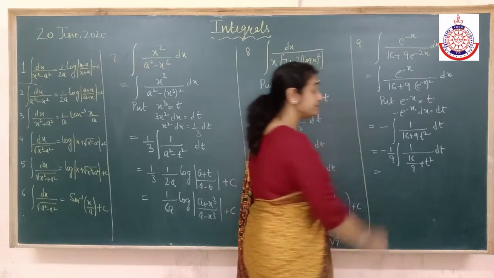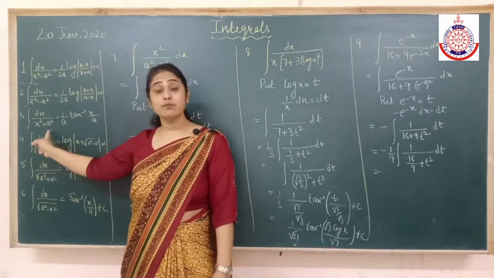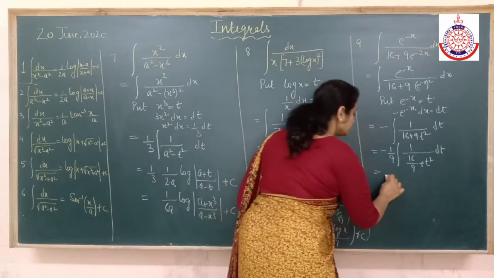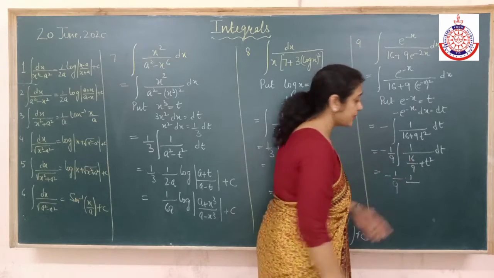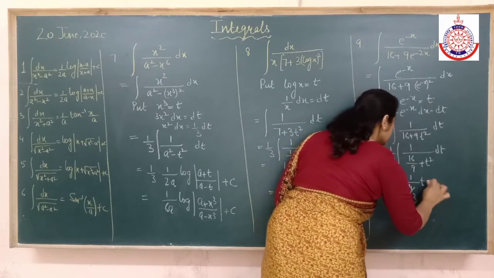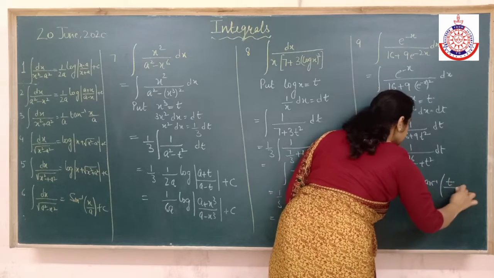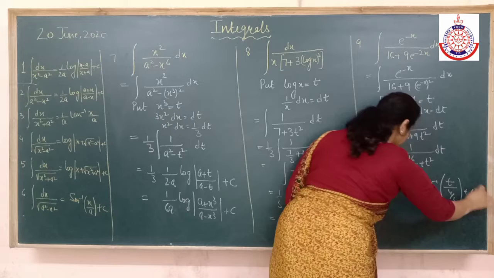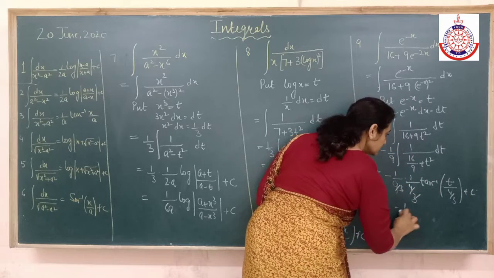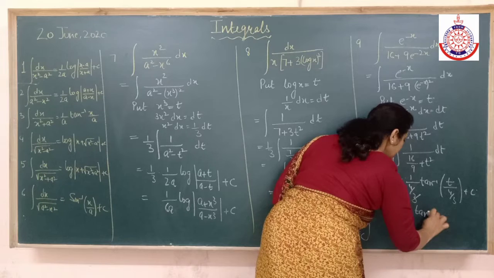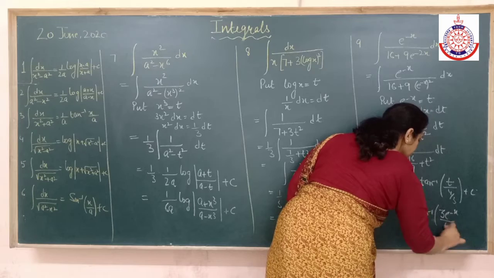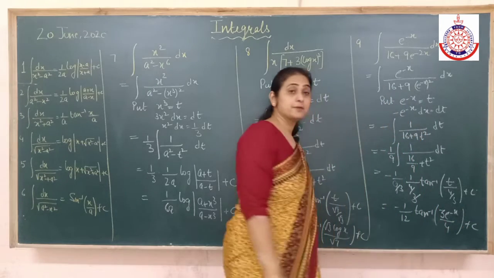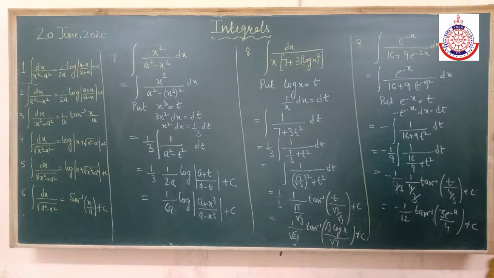Alright, so which form? Again, 1 upon x square plus a square. So what is the integration? 1 by a, now you know how to do it, this is 4 by 3. So 1 by a tan inverse x by a. Put the value of t, that is 3 will also go up. That's my answer. Alright, so the key rule is substitution works everywhere.